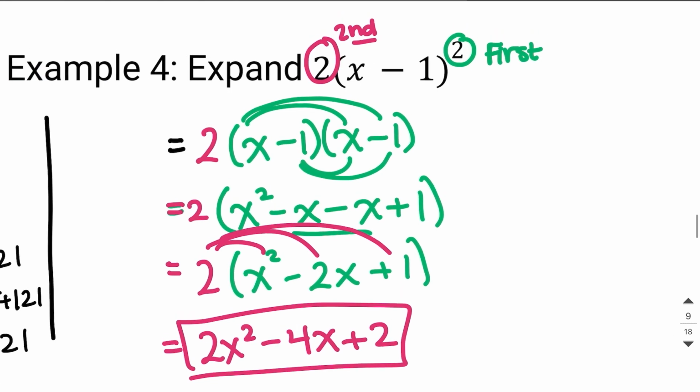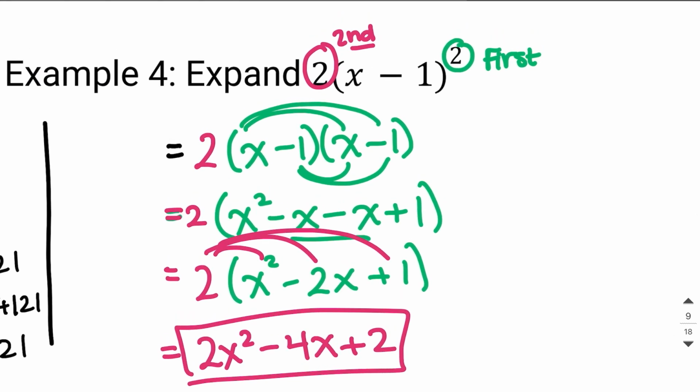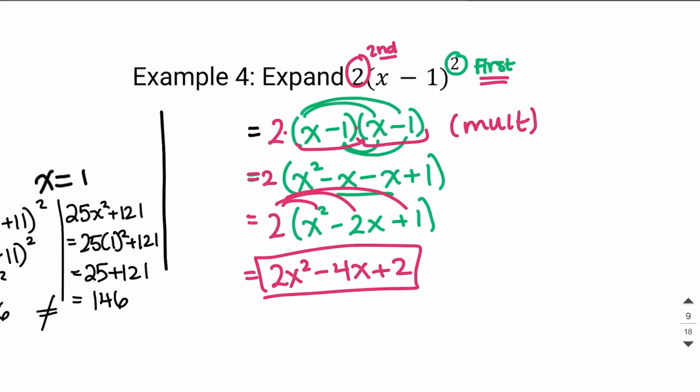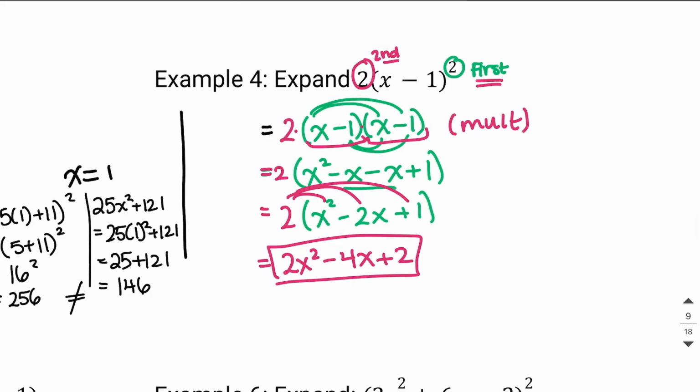Now, one quick note: even though I said to do this first, once you write out x minus 1 times x minus 1, it turns into multiplication, and you can do this in any order. So if you want, you can distribute the 2 through first, but only distribute it to one set of brackets and then expand by foiling, or you could foil first and distribute the 2 after. Either way, you'll get the same answer.